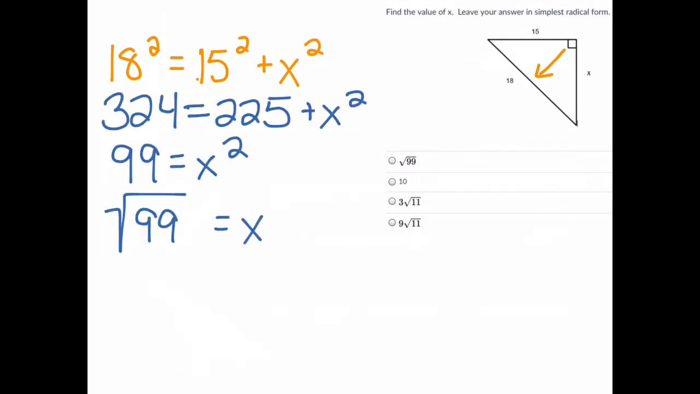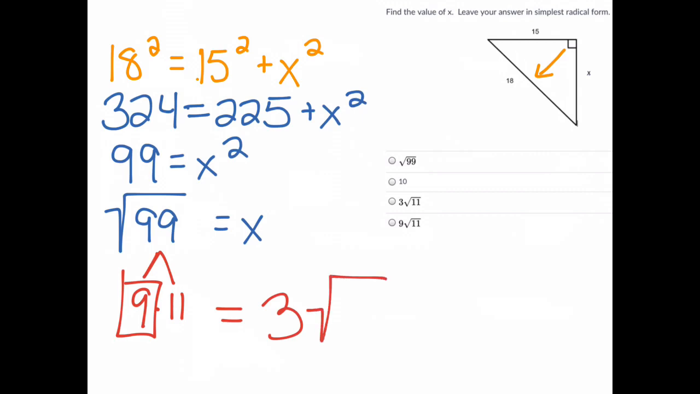And what you'll get is that the square root of 99 equals x, but you can break down that 99 into perfect squares. In fact, it breaks into 9 times 11, and 9 is a perfect square. Its square root is 3. So the 3 comes out from under the radical, and the 11 stays in, and your answer is 3 radical 11.